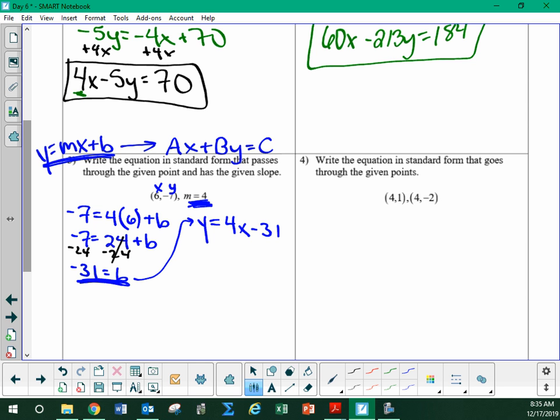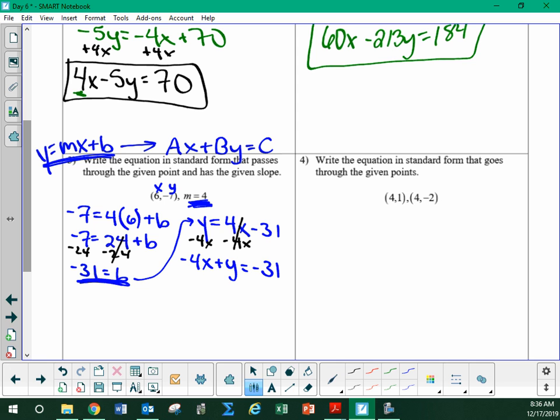So I've already got my y on the left side. I need to move my x over though. So let's subtract our 4x. And again, x comes first, so I have -4x. Then my y, it's a positive y. Then equals c, which is -31. So you have to multiply by 24, right, to get rid of it? Just -1.